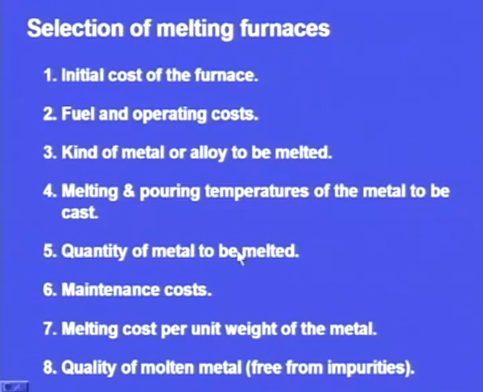Cupola can produce large quantities of molten metal. Same is the case with the arc furnace, whereas resistance furnace can produce small quantity. Induction furnace can produce small quantity. Crucible furnace can produce small quantity. So depending upon the quantity of the molten metal required, we have to choose the furnace.